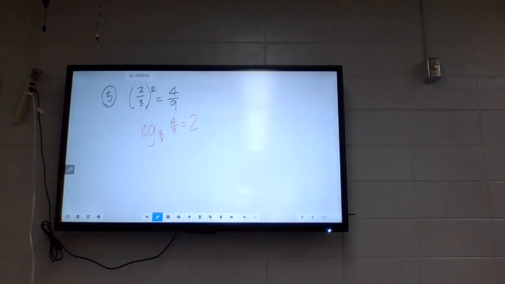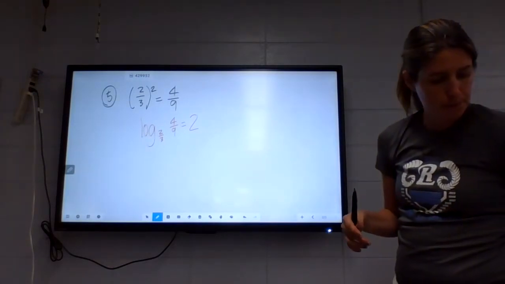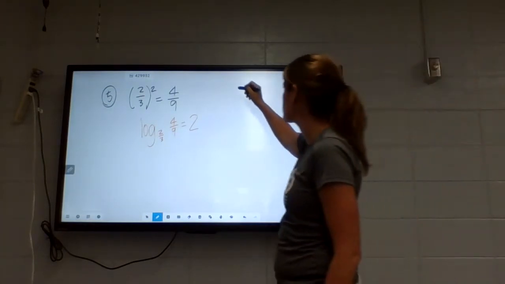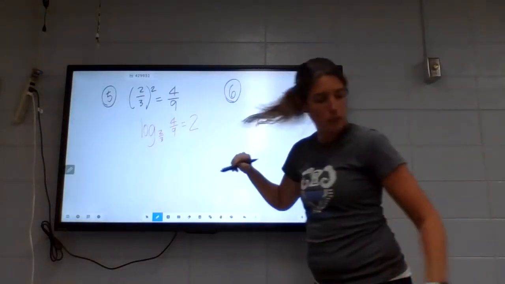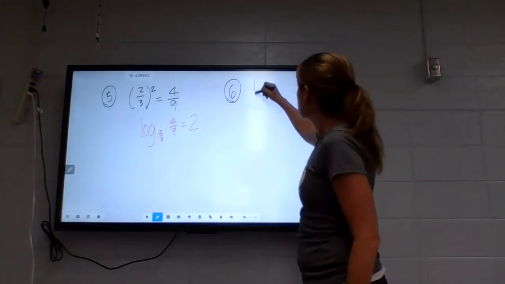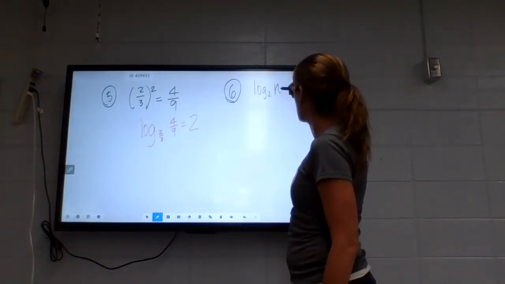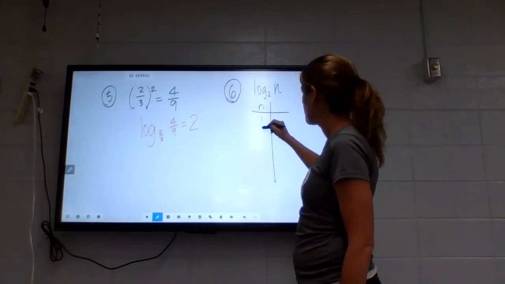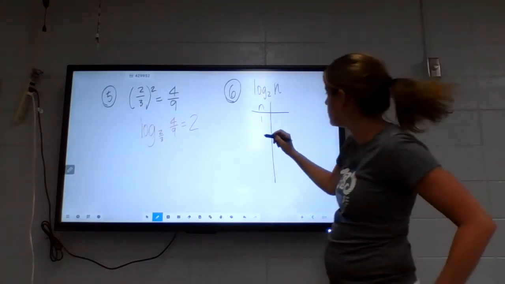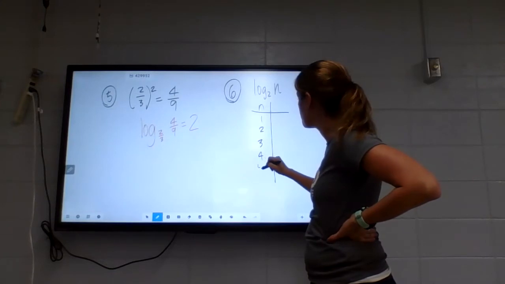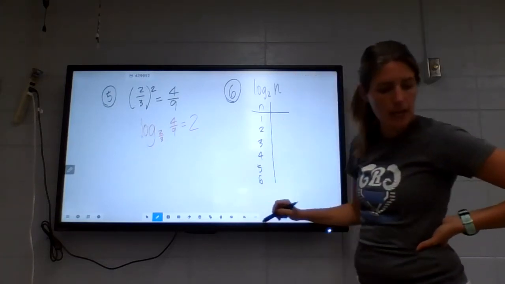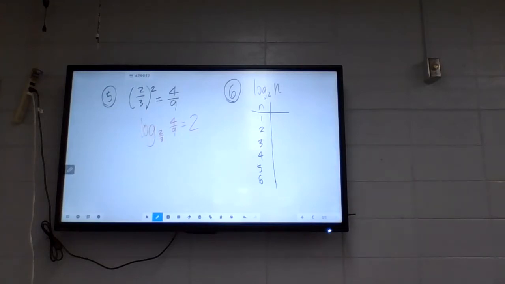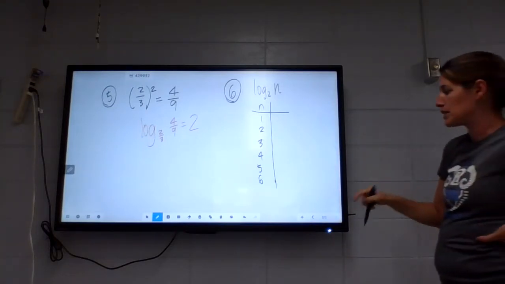All right, number 6. Anyone want 6? Okay, well, that's okay. That's why I asked. So this one said log base 2 of n, and then they give you some values for n. So I'm actually going to make a chart. Do they start with 0? No. It went up to 8, or 9. You'll get the idea though once we get going on this. So you're just substituting these different values in.